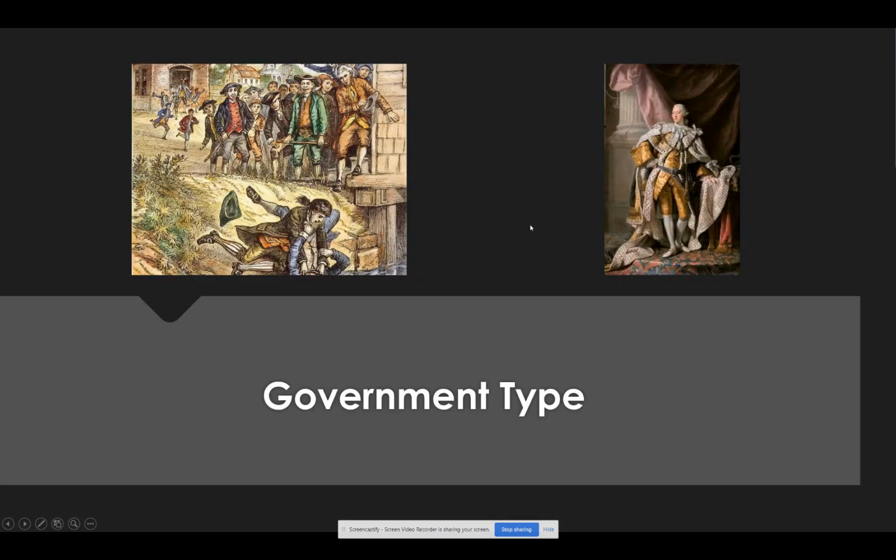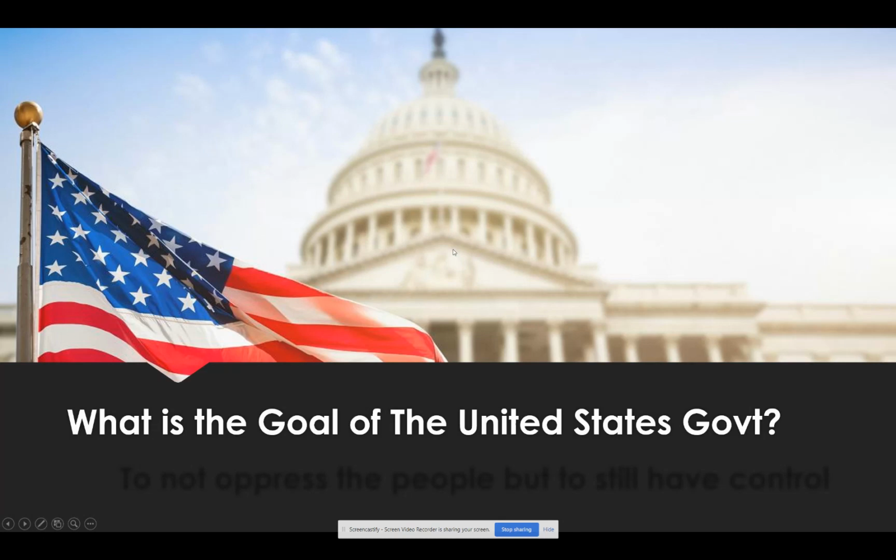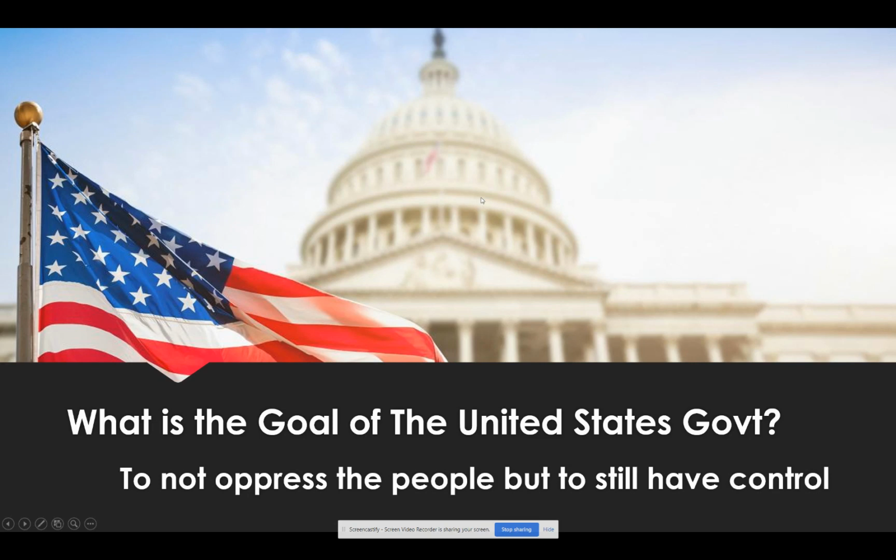We got to think about the government types that we talked about. We talked first about King George and how his government was very, very oppressive, very strict. And then we had the Articles of Confederation, which were very, very loose and let the states and colonies do what they wanted. Both of those governments aren't good governments, and they both had faults. Now we got to talk about, what is the goal of the United States? Well, the goal of the United States government is to govern the people, but not to oppress them, but still maintain control. So if a rebellion happens, they can put that down.